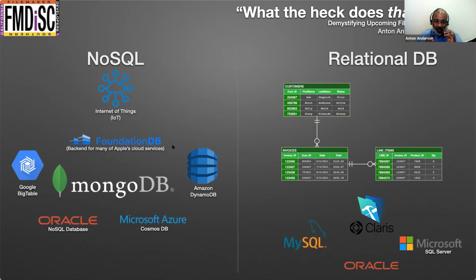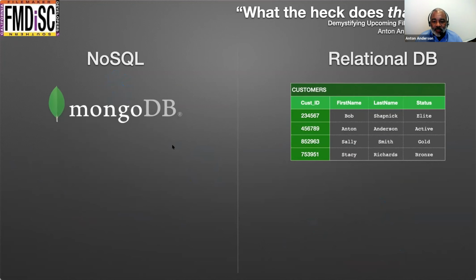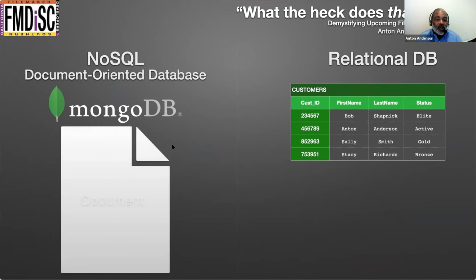Most of my examples coming up are going to be based on MongoDB, so we'll go a little bit more into that. In a relational database, you have your table there, right? MongoDB is a flavor of NoSQL database called a document-oriented database, which means that the main model, the main type is.